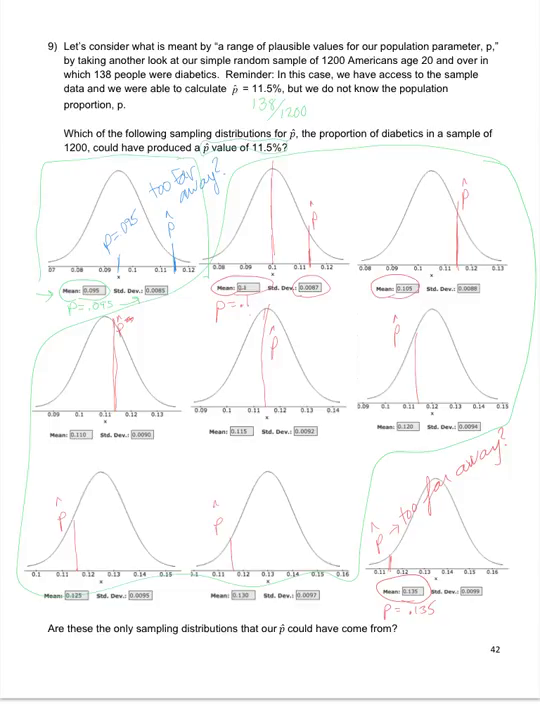We still, in this last question here, would say no, these aren't the only sampling distributions that our p hat could have come from. In fact, any p between the ones given above would also work. So p could have been 0.1, let's see, we had 0.105 and 0.1. It could have been 0.102. It could be 0.112 or 0.123. So anything in between the ones we have above would also work.